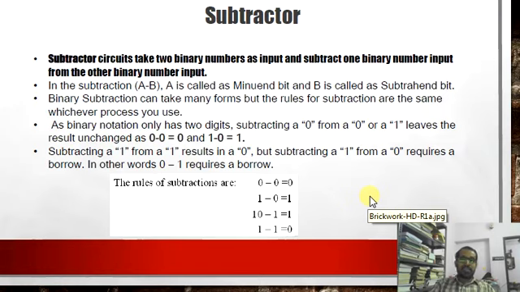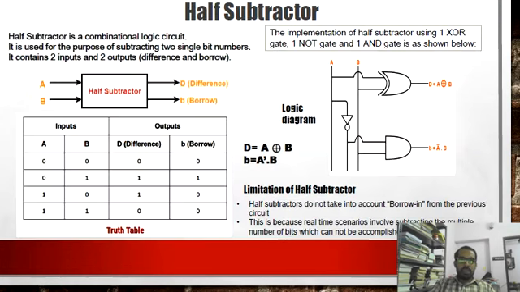Similarly, there is a subtractor circuit that takes two binary numbers as input and subtracts one binary number input from the other one, and we get the corresponding output. In this case the output will be the difference. So instead of sum, we will get the difference as well as the borrow.